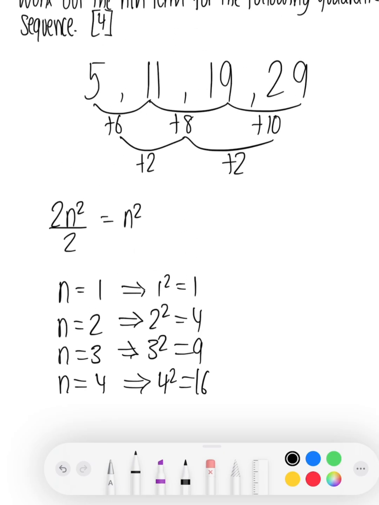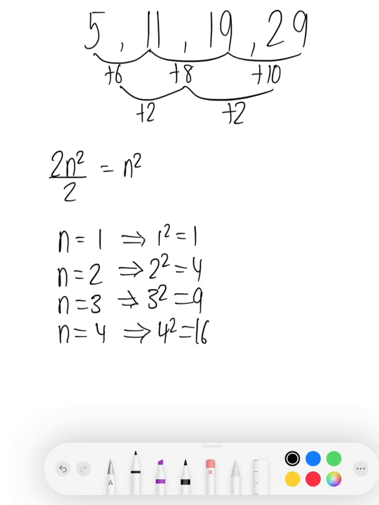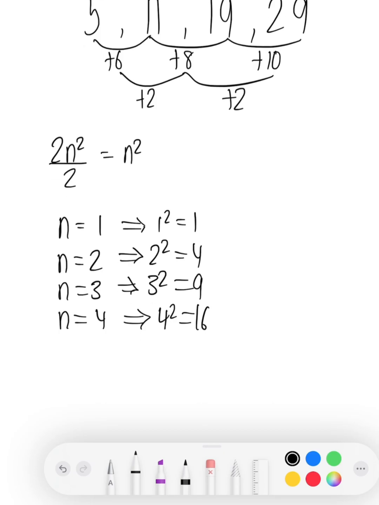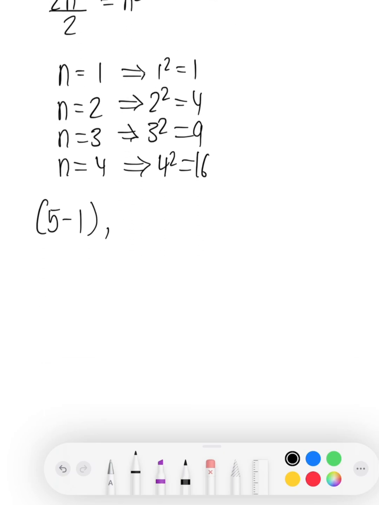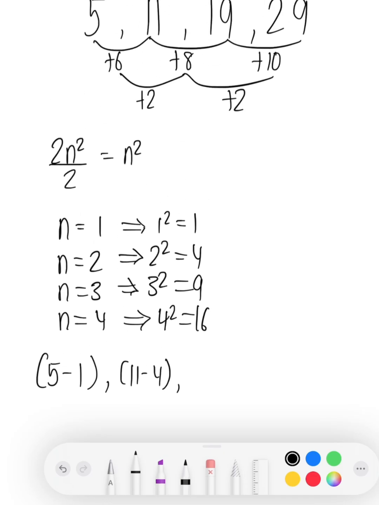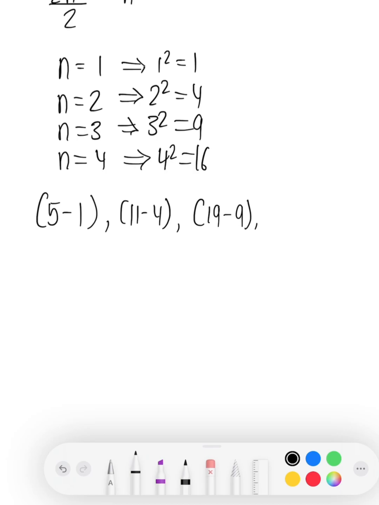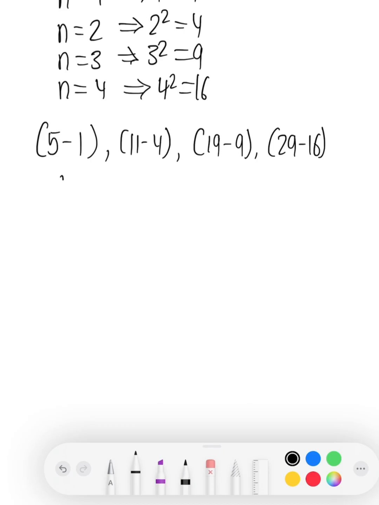Now all we need to do is subtract these square numbers from the quadratic sequence we've been given, so 5 minus 1, 11 minus 4, and so on. So 5 minus 1, then 11 minus 4, then 19 minus 9, and finally 29 minus 16. Now let's simplify this by doing the subtraction. So we've got 4, 7, 10, and then 13.